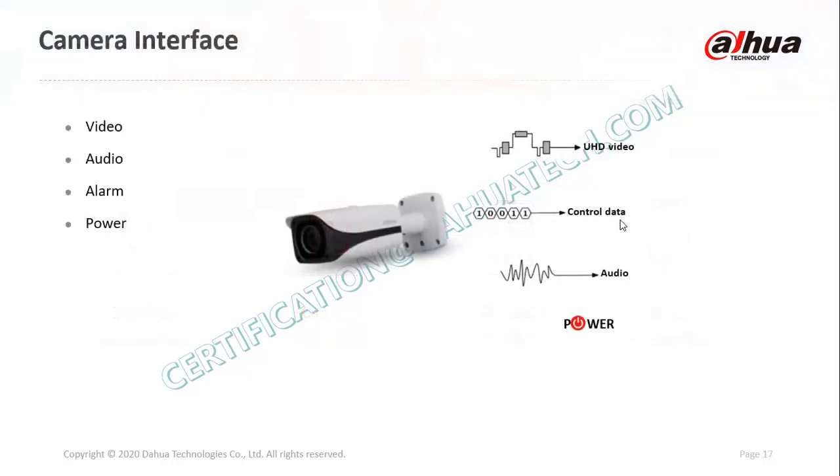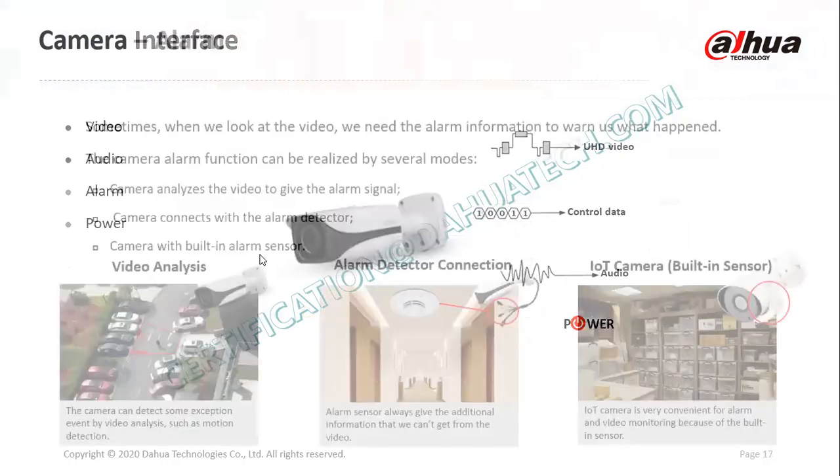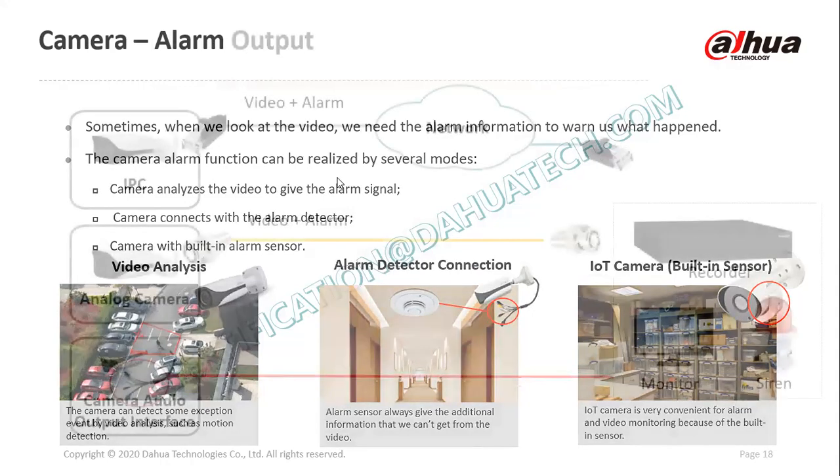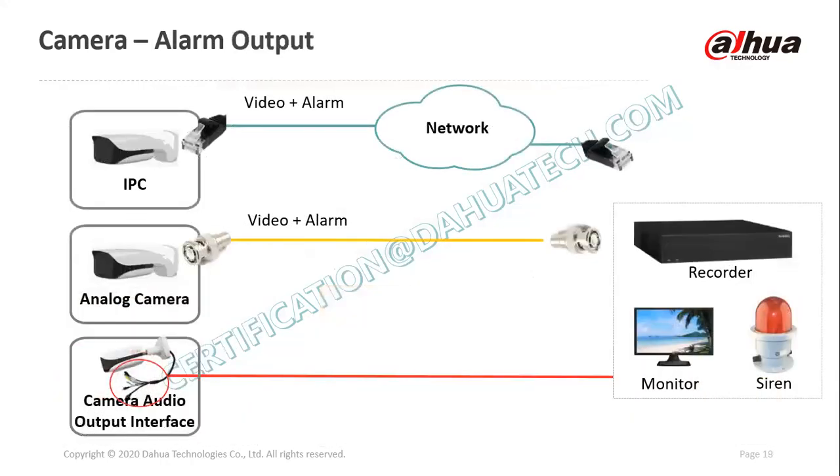Some of the interfaces for the cameras: we have interfaces for alarms. Some cameras support interfaces for alarms, audio, and video. Even other cameras have HDMI outputs. You can connect an alarm device directly to a camera. The sensor is like an alarm input to the camera. So we have alarm input and alarm output for some cameras. And IoT cameras are cameras with inbuilt sensors. So, camera alarm output.